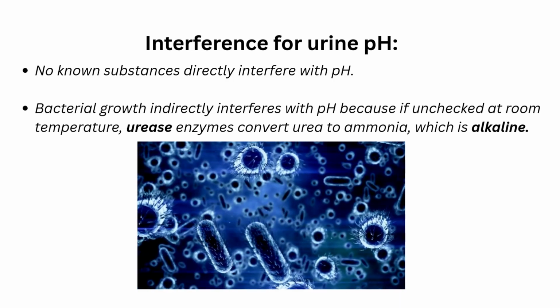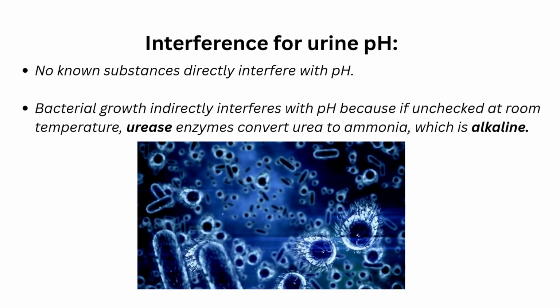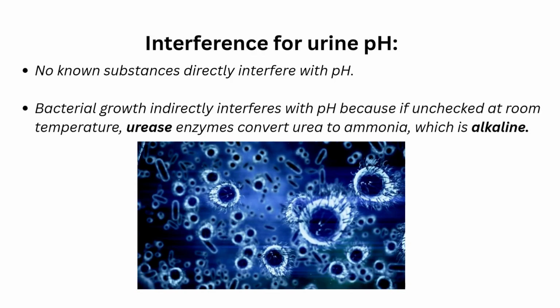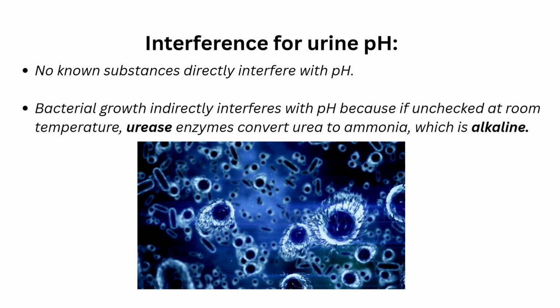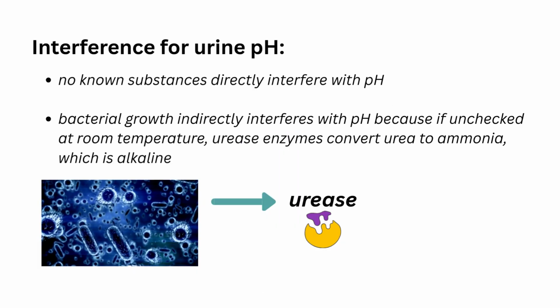No known substances directly interfere with pH readings. However, bacterial growth indirectly interferes with pH because, if unchecked at room temperature, urease enzymes convert urea to ammonia, which is alkaline.